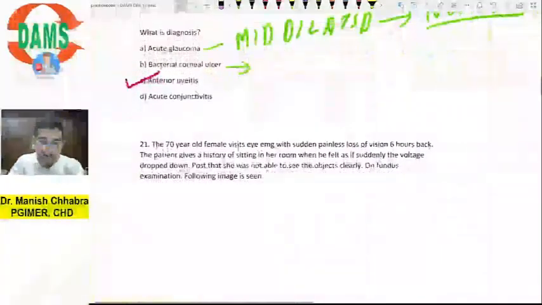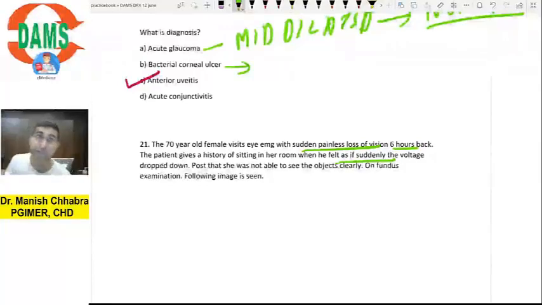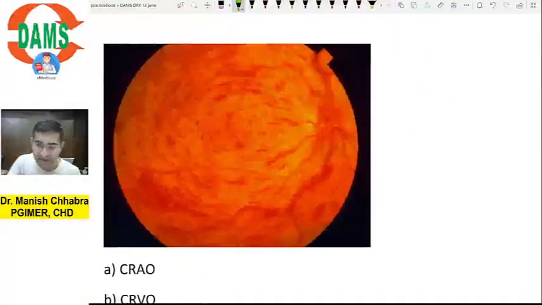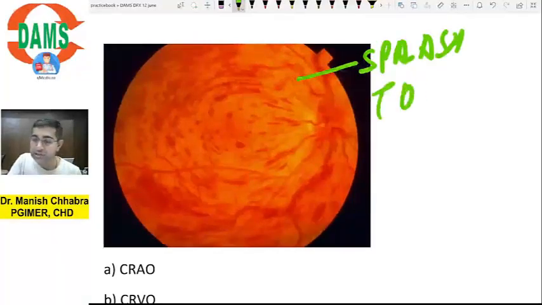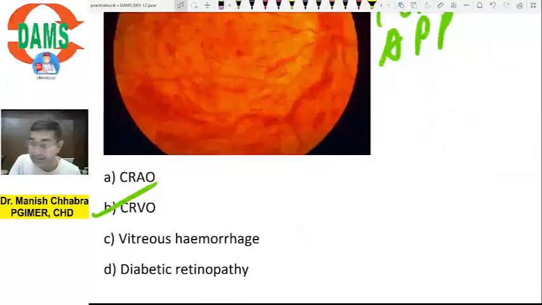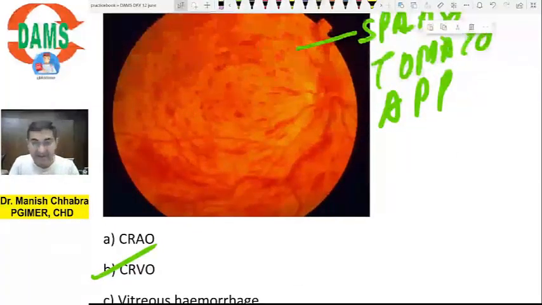Okay, now a 70-year-old female visits eye emergency, sudden pain and loss of vision 6 hours back. The patient gave a history of sitting in his room when he felt suddenly the voltage dropped down. So something happened suddenly. Post that she was not able to see objects clearly. Fundus examination: what is this? Yes, this is the typical splash tomato appearance, and it is typically seen in CRVO. It has been repeated many times in your previous year papers.